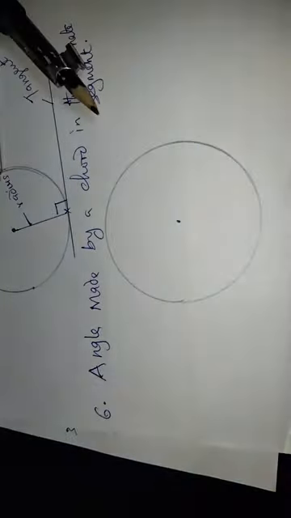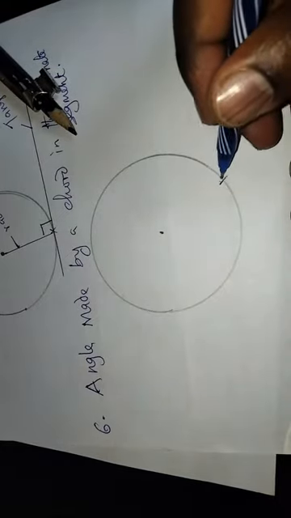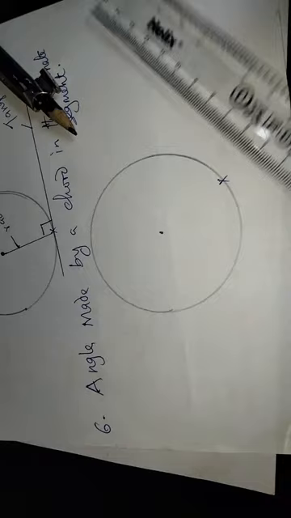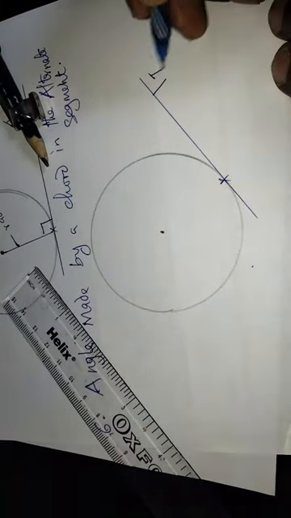Let me first of all wind up with the summary. I'm talking about a tangent at a point. We can have a tangent at a point here. This is a tangent.